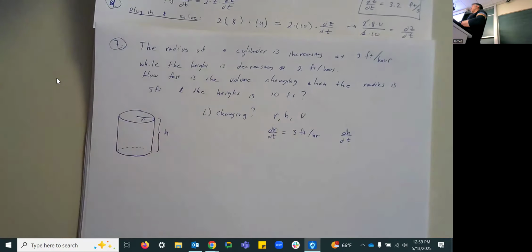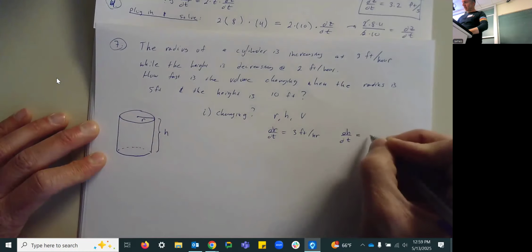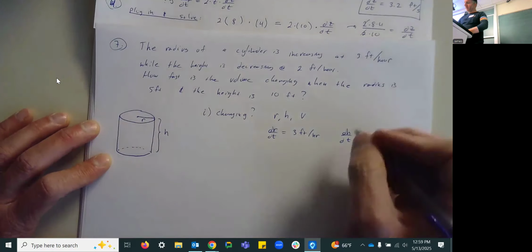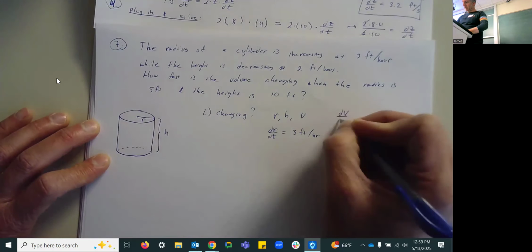So if you have something that is getting smaller, its rate of change or its derivative should be negative. Or if something's decreasing, its derivative is negative. Something's increasing, its derivative is positive. So dH/dt is going to be negative 2 feet per hour. And finally, we're trying to find dV/dt.